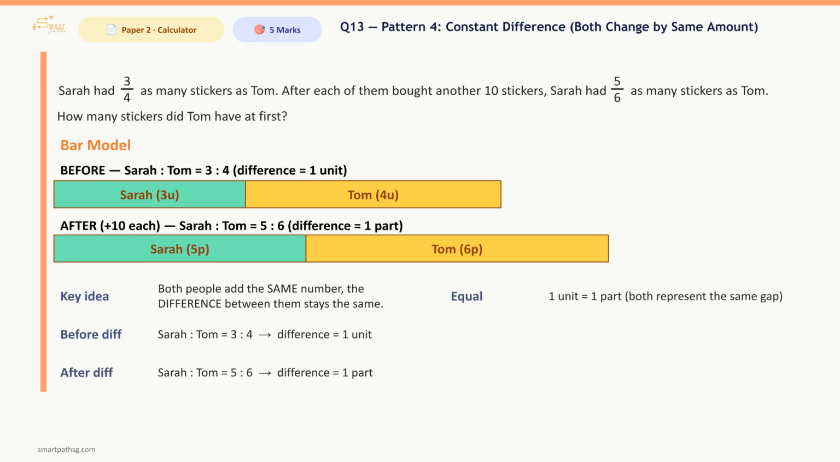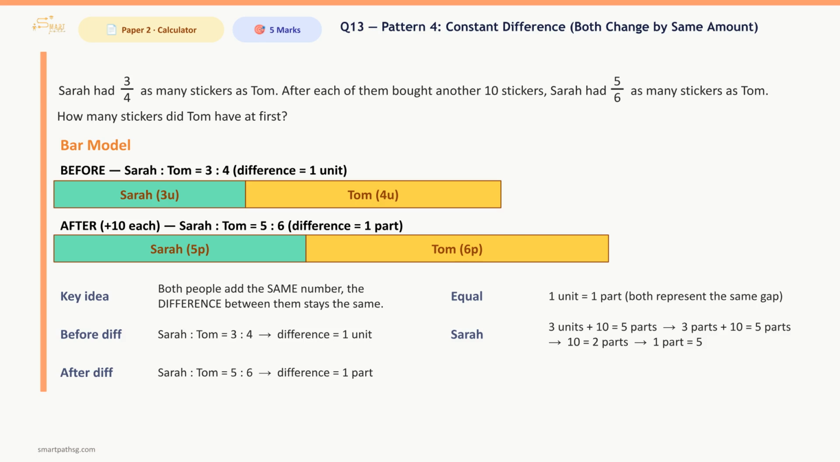Now, let's look at Sarah's total. She started with 3 units and added 10 stickers. That means her final amount is 3 units plus 10. We also know her final amount is 5 parts. Since 1 unit equals 1 part, we can treat them as the same value. We can write an equation. 3 parts plus 10 stickers must equal 5 parts. To find the value of the 10 stickers, we take 5 parts minus 3 parts, which leaves us with 2 parts. So 10 stickers equals 2 parts.